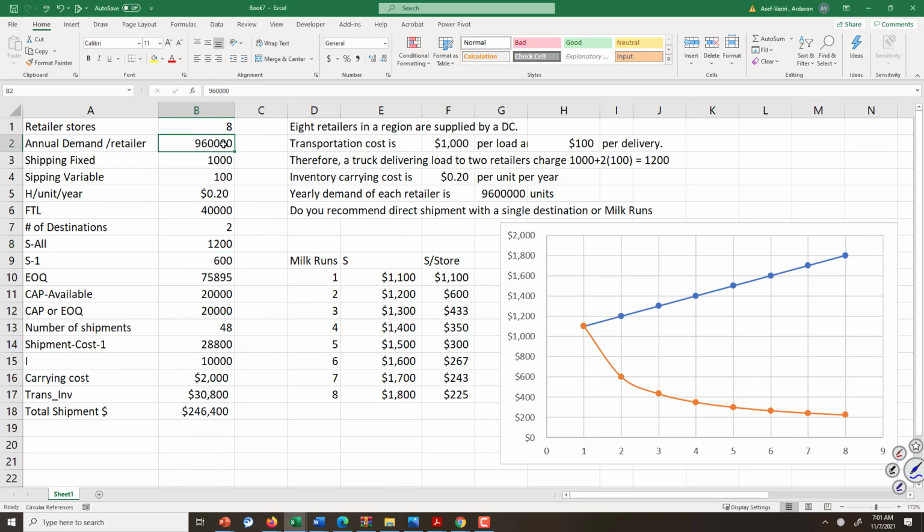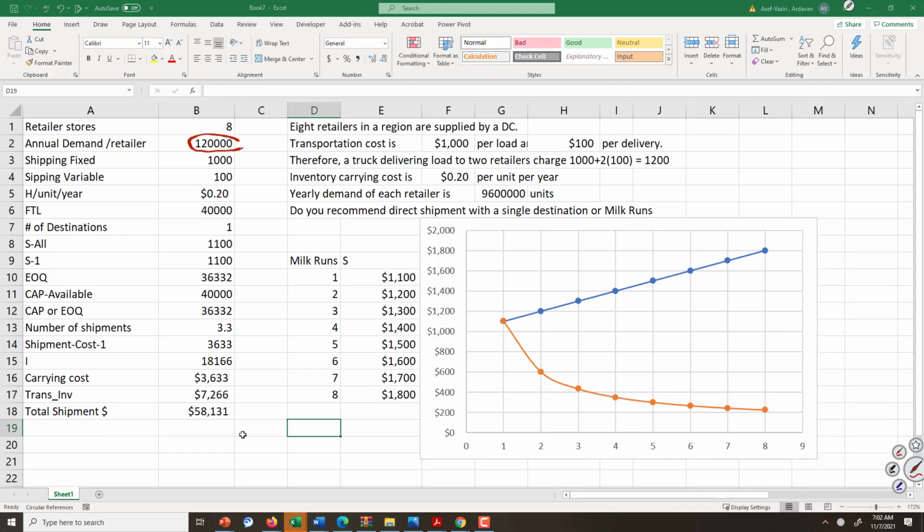Now let us change the demand to 120,000. 120 is our demand. Transportation cost has the same feature. Inventory carrying cost, truck capacity. If we deliver to one destination, our fixed transportation cost is 1,100, and our EOQ is this much. This EOQ is less than the capacity of a truck, so we can deliver it.